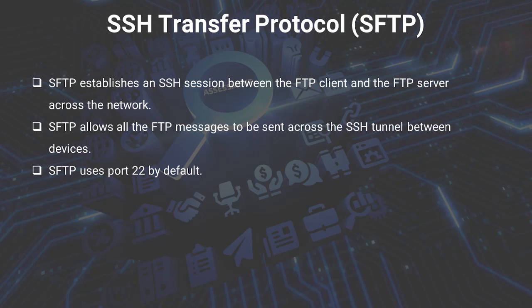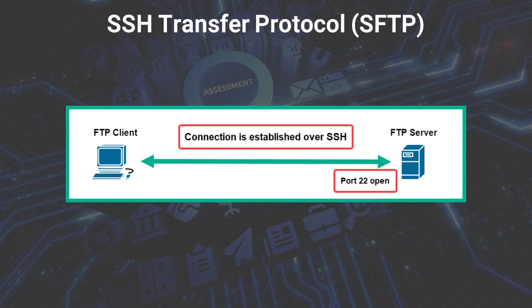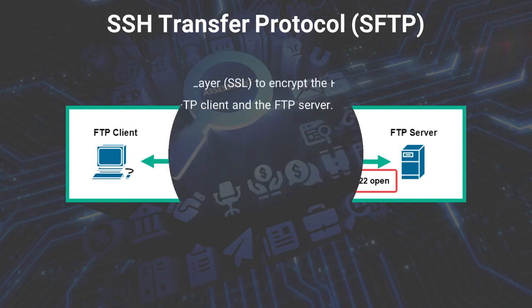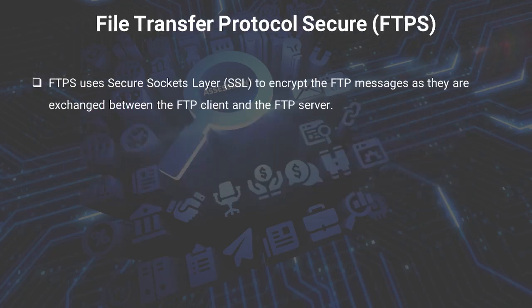And because it is using SSH, the server operates on port 22 by default. As shown in the diagram, there's an FTP client on the PC, and there's an FTP server running on the other device. However, the connection is being sent across an SSH tunnel, and there's port 22 open on the FTP server.